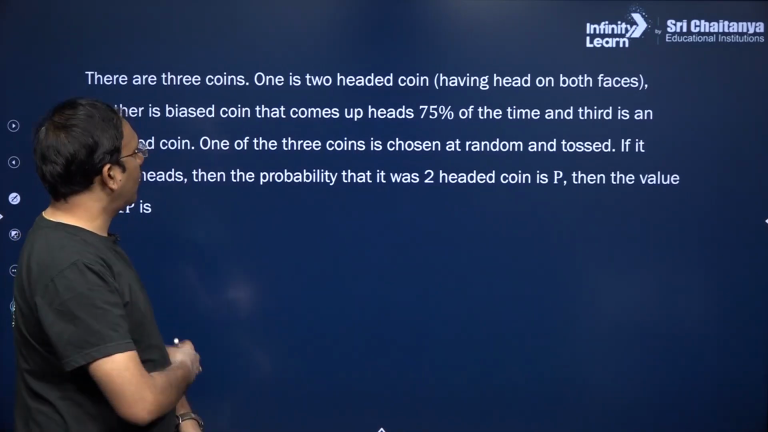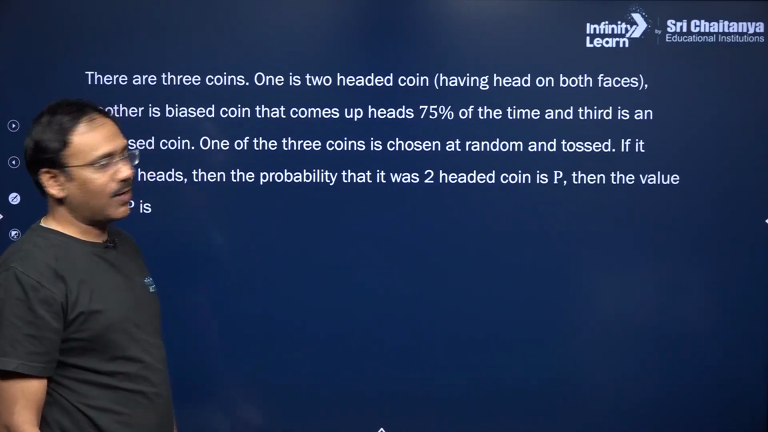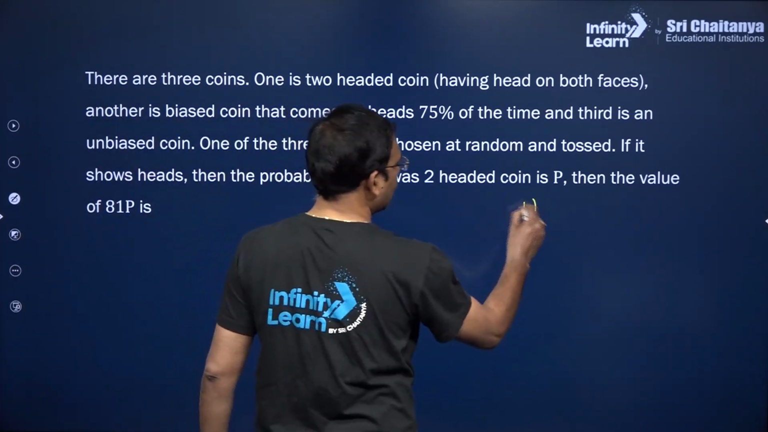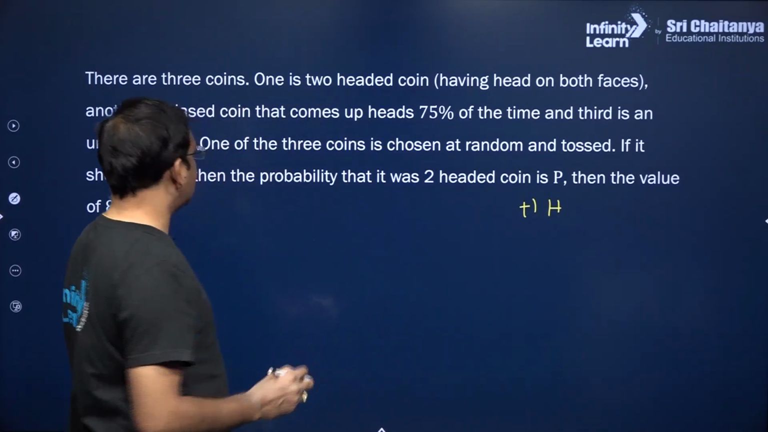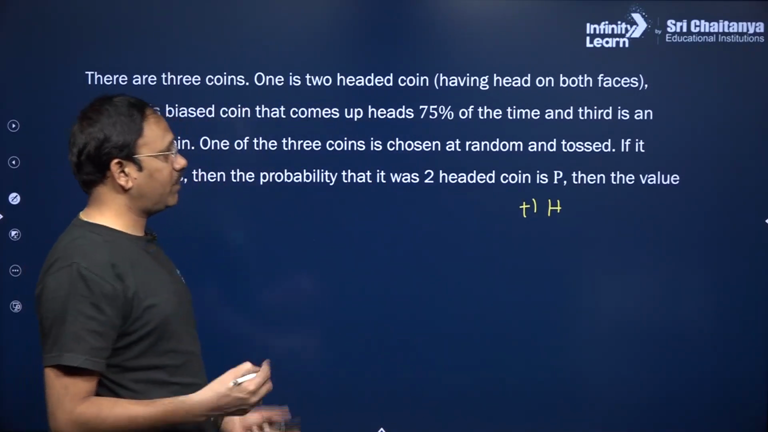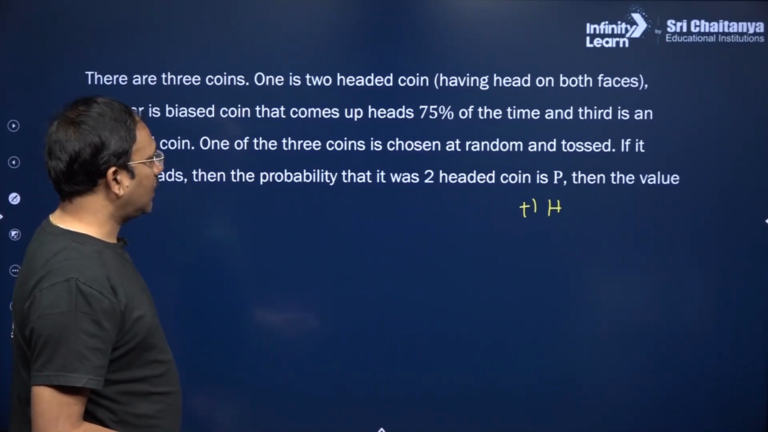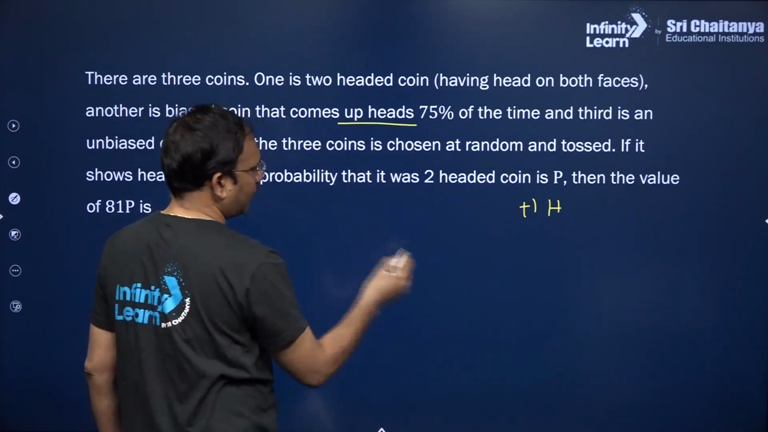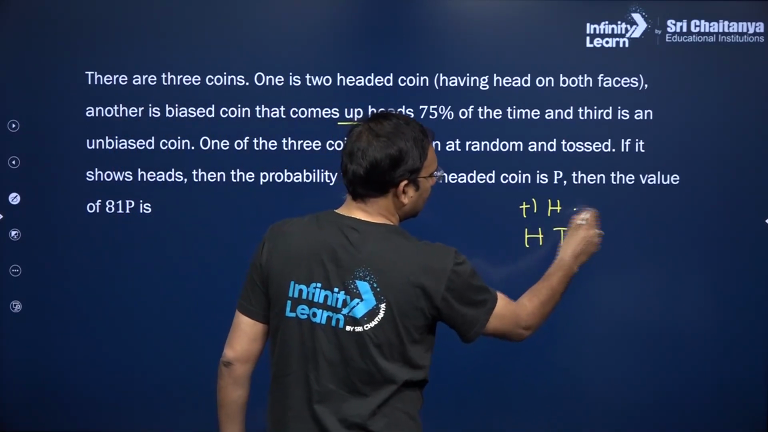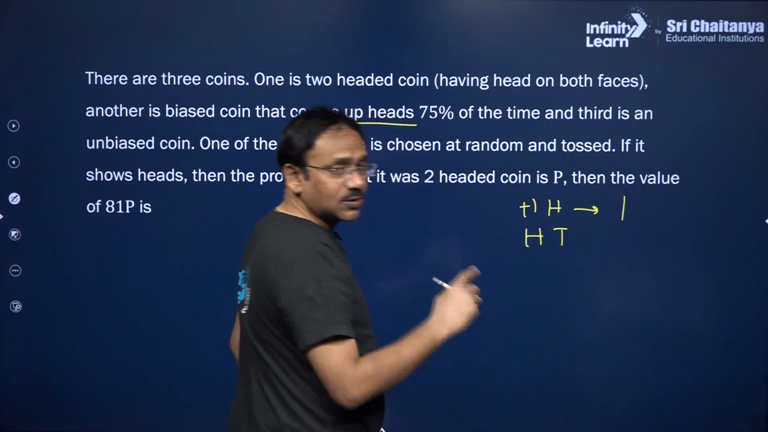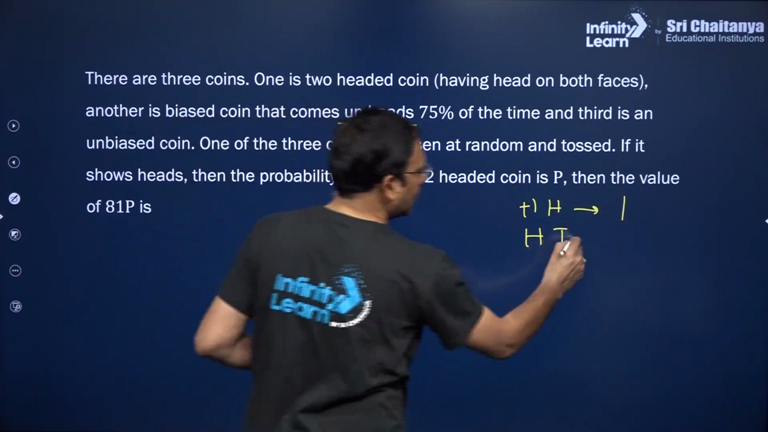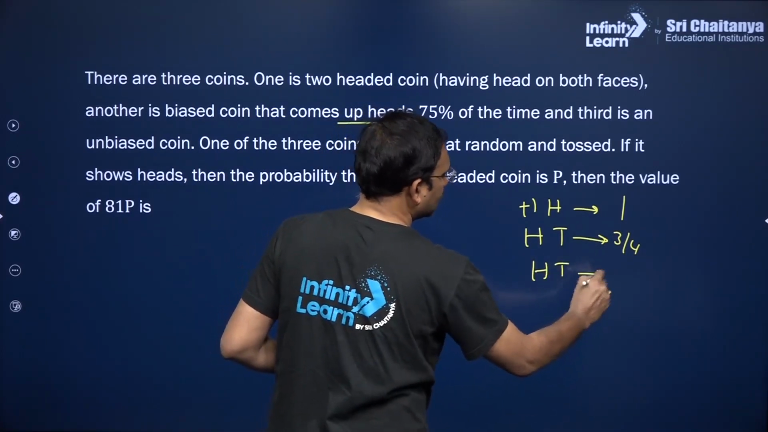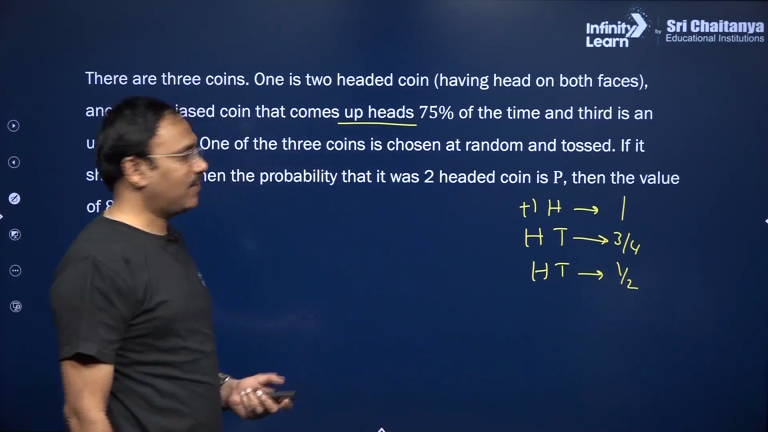Next, there are three coins. One is a two-headed coin having heads on both faces. Okay, that means one coin is having both heads. The other is a partially biased coin that comes up head 75% of the time. That means it can give head or tail, but for the two-headed coin, when you toss, getting head is 100%, probability is 1, here 75%, 3 by 4. The third is an ordinary coin, so the probability is 1 by 2 to get head, my dear friends.